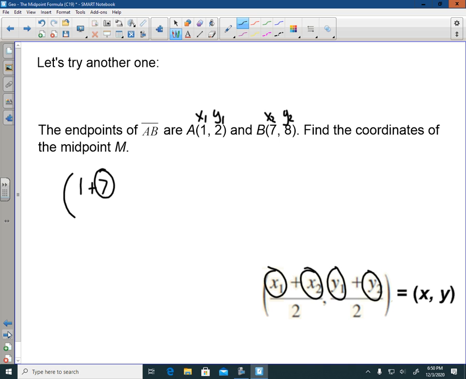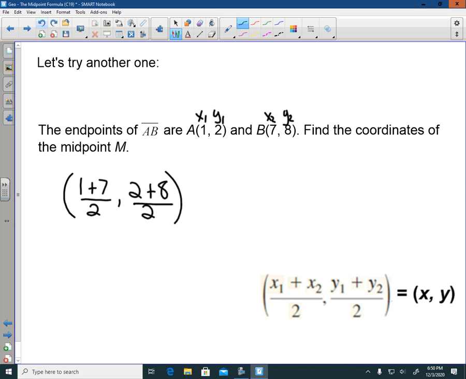Okay. I'm going to go back a little. Oh, I can't reach it. Oof. Try to get rid of some of this. There we go. So we have 1 plus 7. Those are the x1 and the x2 over 2, comma, and now our y1 is 2, plus our y2, which is 8, over 2, and close your parentheses.